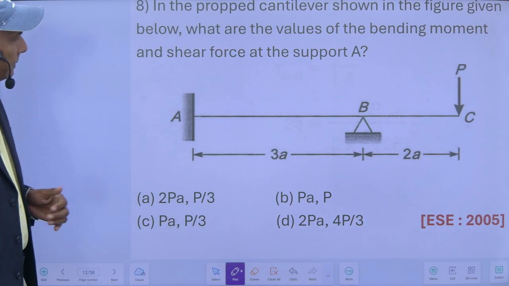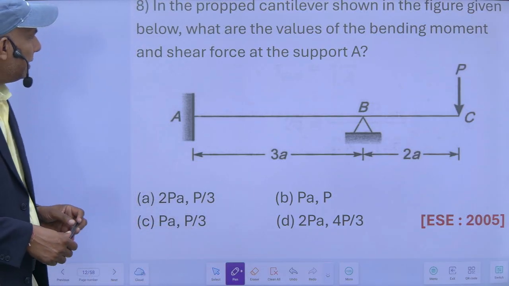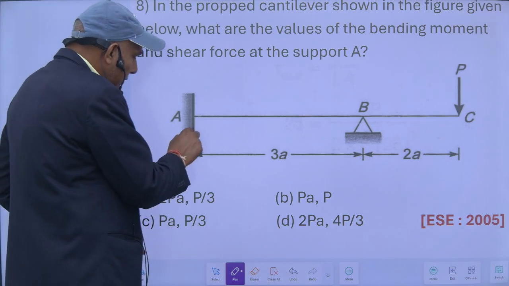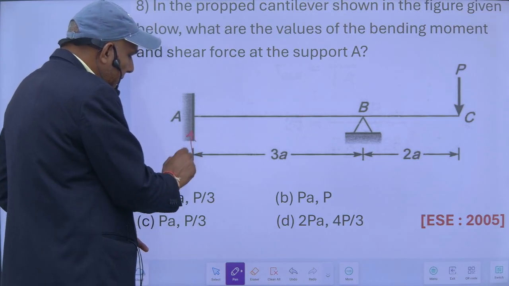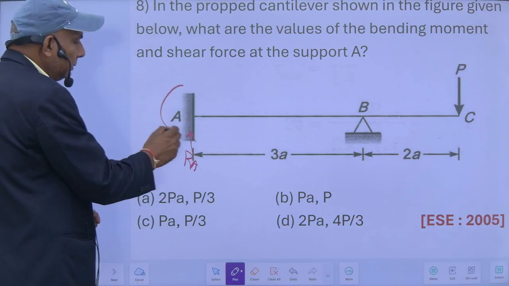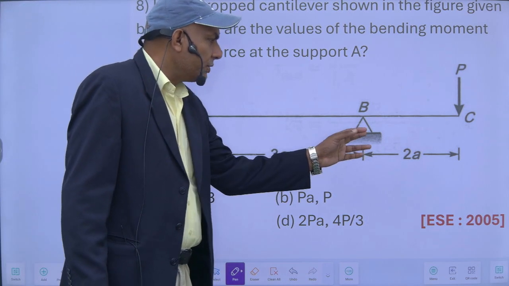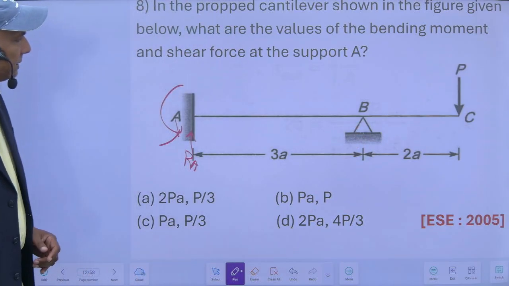In the propped cantilever shown in the figure given below, what are the values of the bending moment and shear force at the spot? So bending moment and the shear force at this point I have to know. For this, first of all, I have to know the reaction here. Reaction at this point.